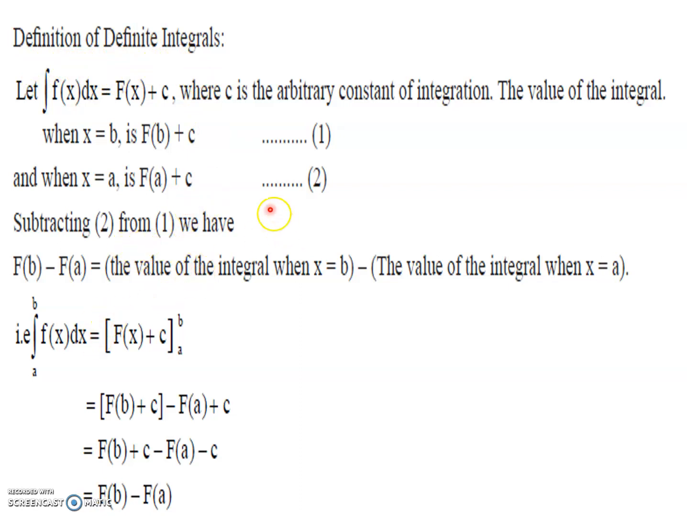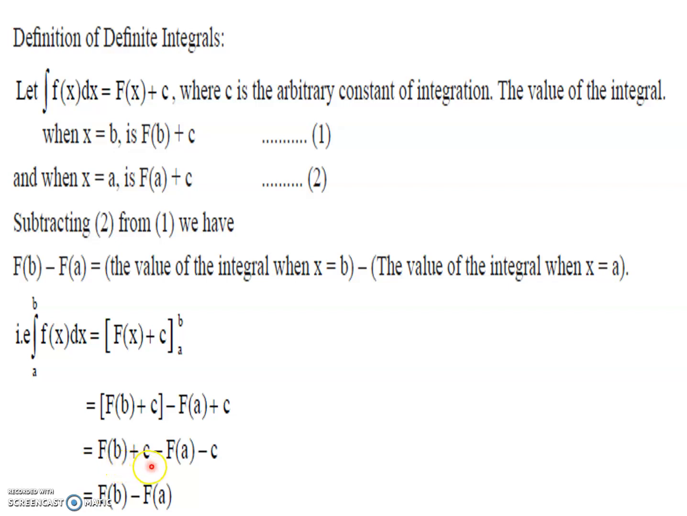Now, subtracting equation number 2 from 1, we have F of b minus F of a is equal to the value of the integral when x is equal to b minus the value of the integral when x is equal to a. Now, this is the mathematical definition of the definite integral. It is denoted by integral with lower limit a, upper limit b, f of x dx is equal to capital F of x plus c, lower limit a, upper limit b. Now F of b plus c minus F of a plus c.